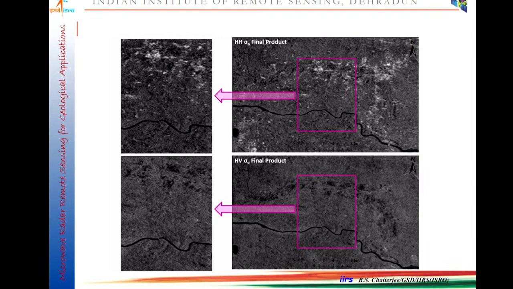This feature exists, isn't it? Because HV can penetrate, it can pick up this feature, whereas in the case of HH, it gets information only from the surface. So this fault is not visible here. This is an interesting observation. This kind of observation you can make from HH and HV, how different their scattering responses are.